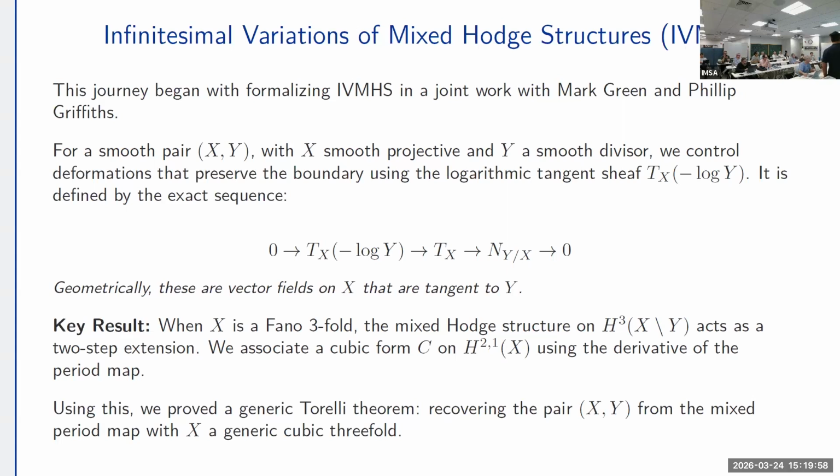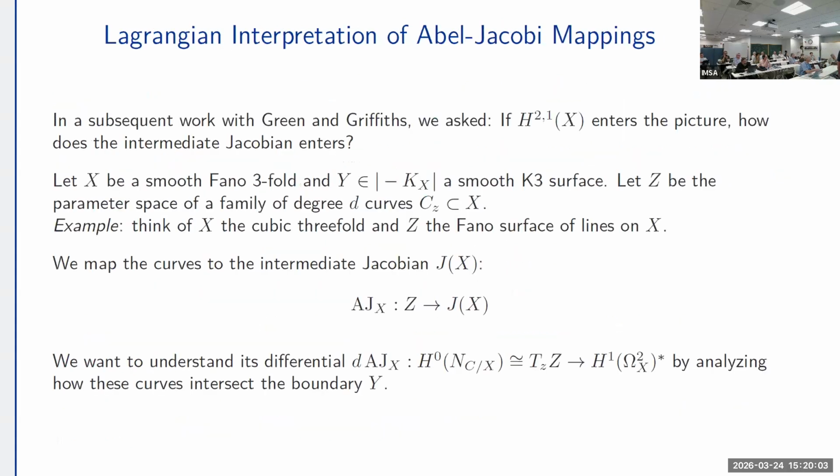And now this H^{2,1} keeps appearing and appearing. And then Philip asked, this looks like the intermediate Jacobian or the tangent space to the intermediate Jacobian. Is there some relation with, let's say, lines or curves inside X?